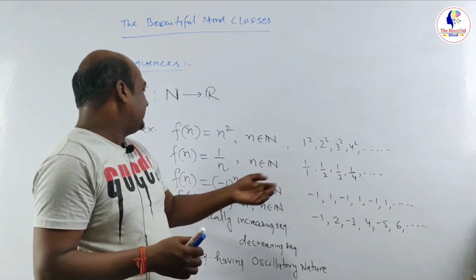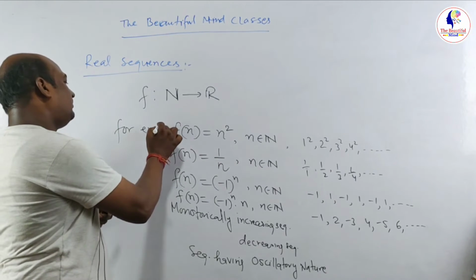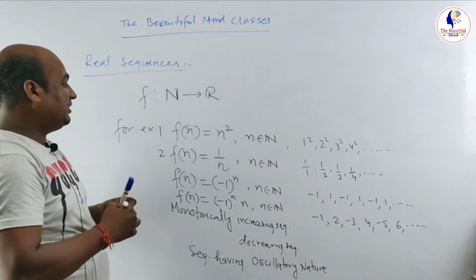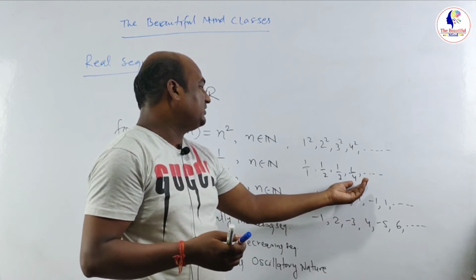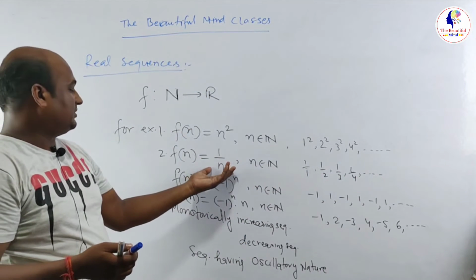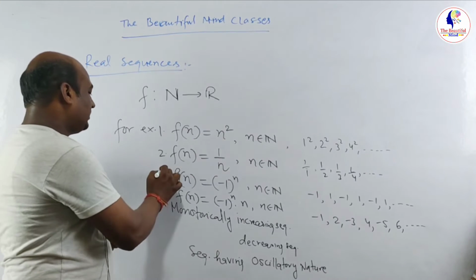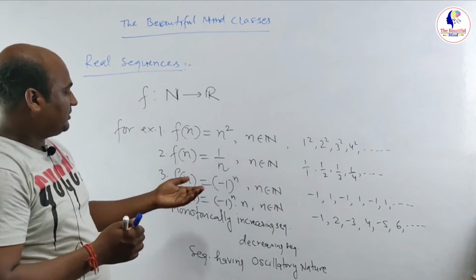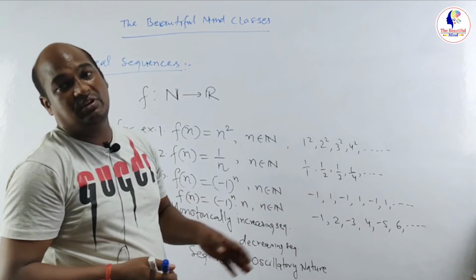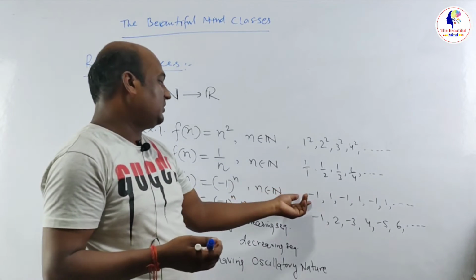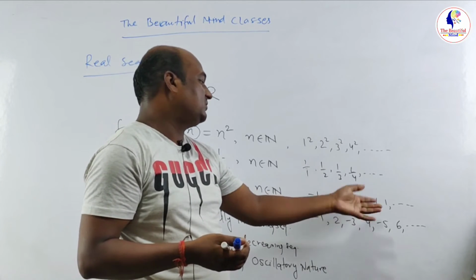In the second example, as the input is growing, the value of the term is decreasing. So this is a monotonically decreasing sequence. The third one is oscillatory. This sequence is having oscillatory behavior, but only finite oscillation: minus 1, plus 1, minus 1, plus 1.